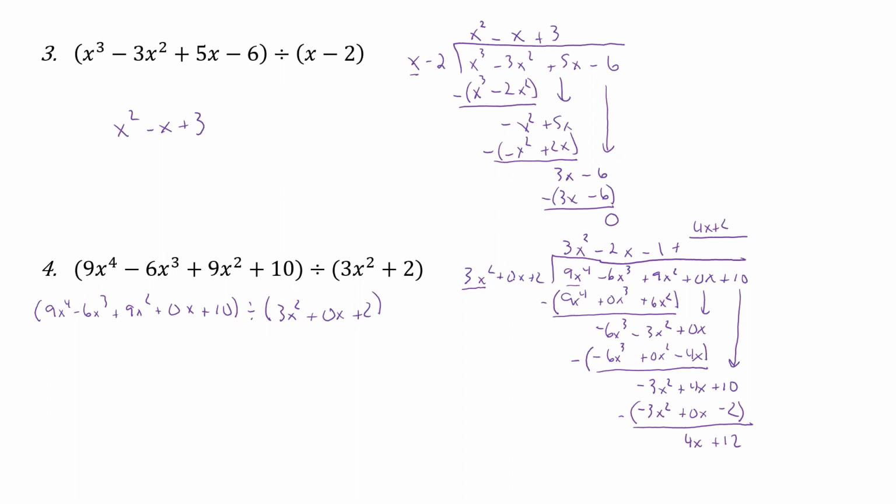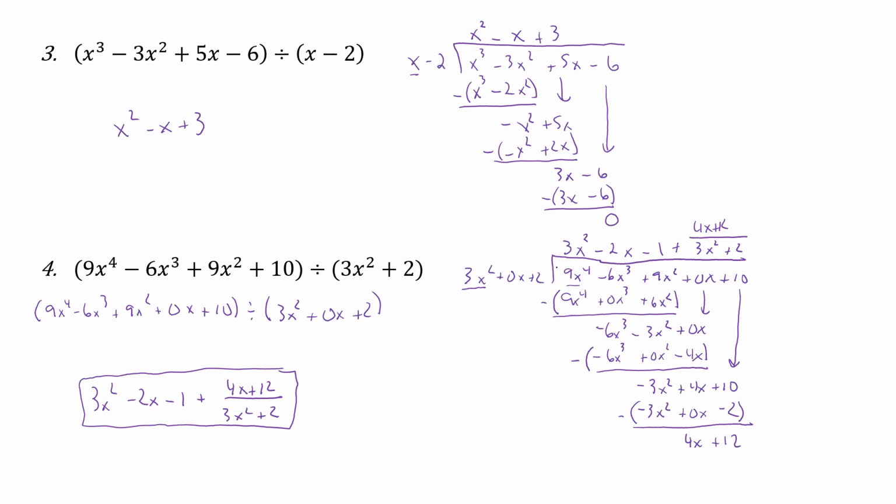And when we write the divisor back out again, we don't have to include everything. We can just have the 3x squared plus 2 because that's our original divisor, and that would be fine. And so our answer then is 3x squared minus 2x minus 1 plus 4x plus 12, all over our 3x squared plus 2. And so that then is going to be our solution.